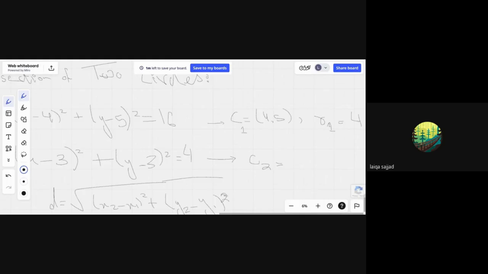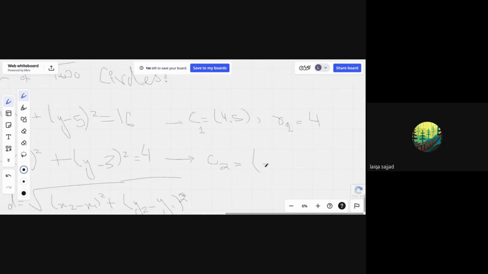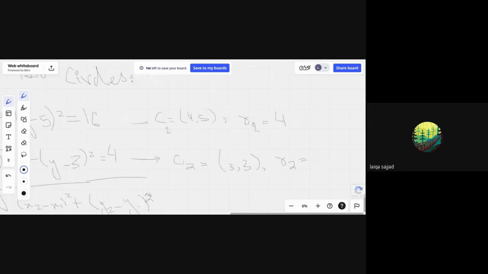What will be the central point? 3, 3. Yes, and radius. Let's call it radius 2. And what's the value for R2? 2. It's 2. Very good.